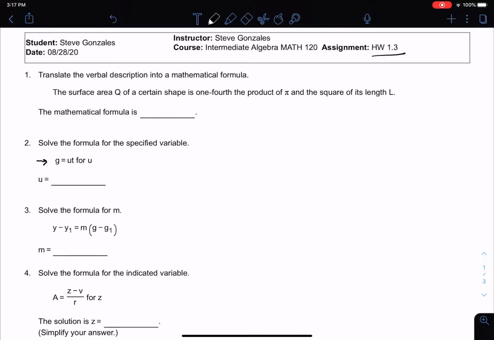It's just a little different skill. You have to really remember that you're treating these variables just like you would a number, and that sometimes takes a little bit of practice. Well, the first one is just asking for this translation.